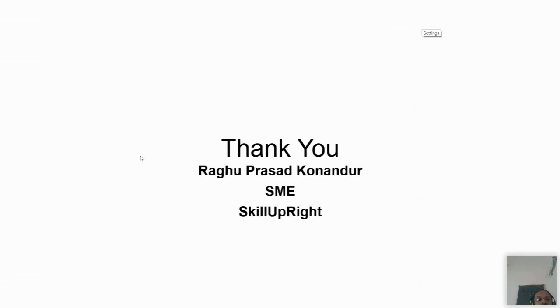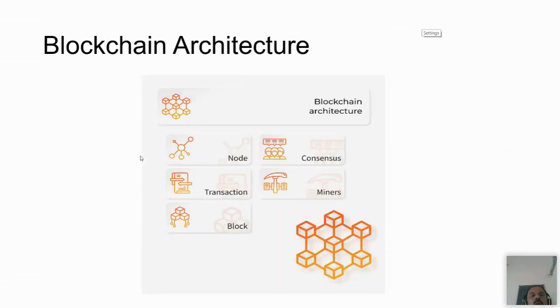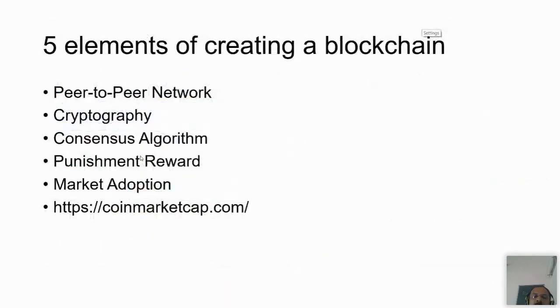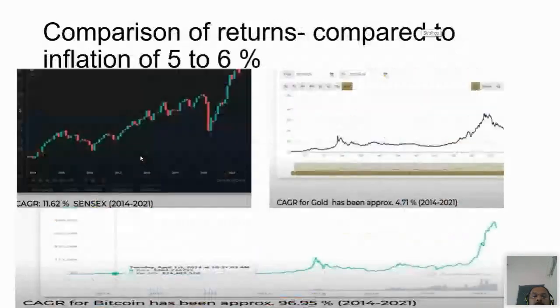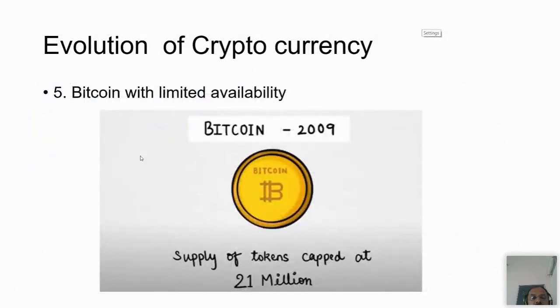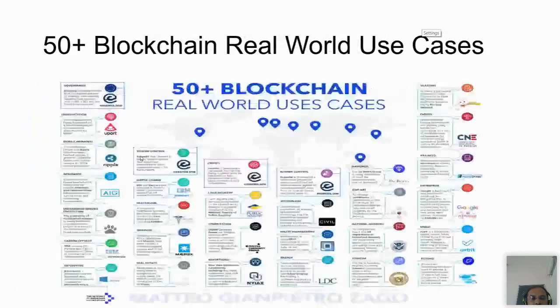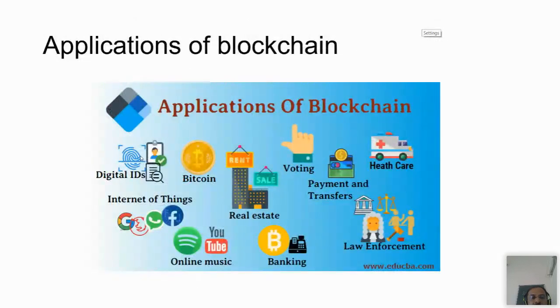Right, so this is the first part, what you can call the introduction to blockchain: what exactly is a blockchain, how a transaction happens in a blockchain, and why people want to invest in these cryptocurrencies. These are the few things which I spoke about. So let me pause for a minute and see if there are any questions, then I will continue with the second part.